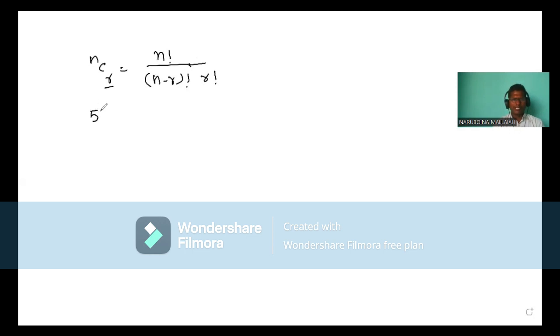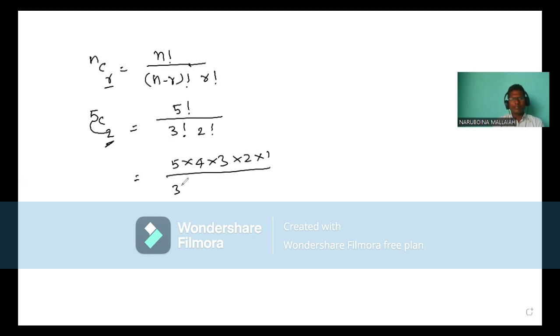Let us take one example, 5C2. To find this value, first write 5 factorial divided by the difference of these two numbers, 5 minus 2, that is 3 factorial, and the base, that is 2, 2 factorial. 5 factorial can be written as 5 into 4 into 3 into 2 into 1, divided by 3 factorial, 3 into 2 into 1, and 2 factorial is 2 into 1. 3, 2, 1 cancels with 3, 2, 1. 2 ones are 2, 2 twos are 4, 5 twos are 10. So the 5C2 value is 10.